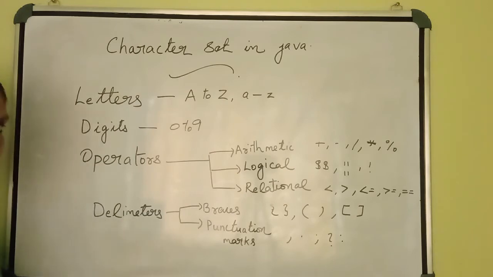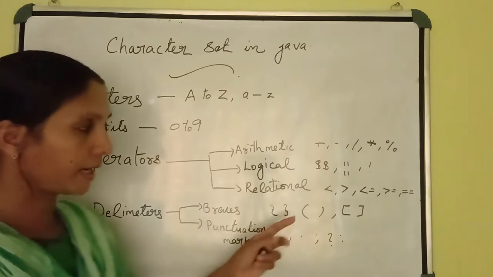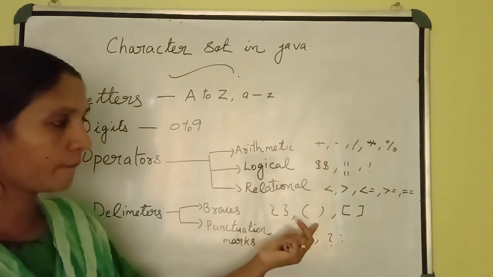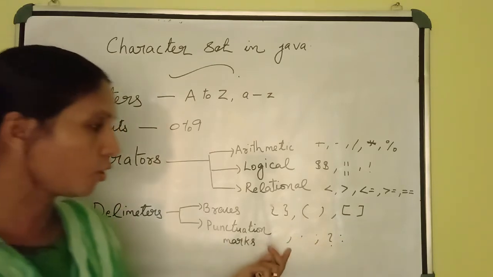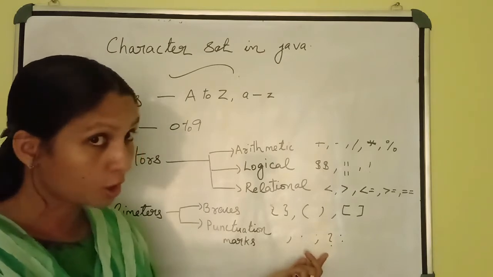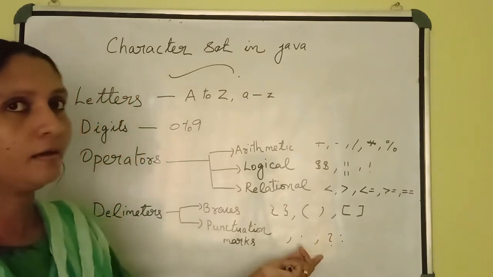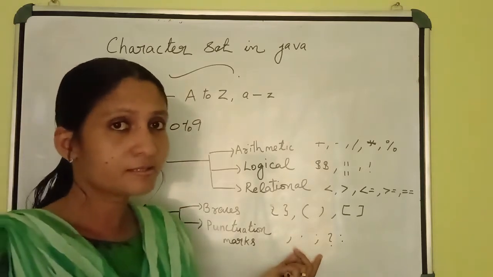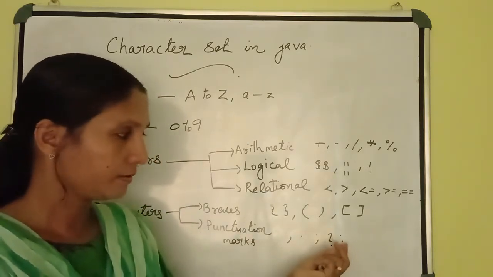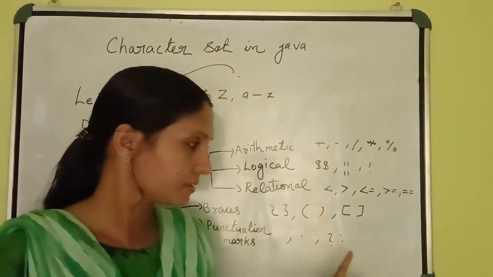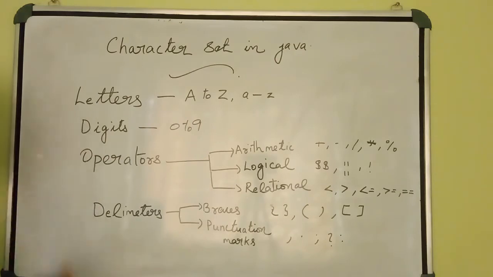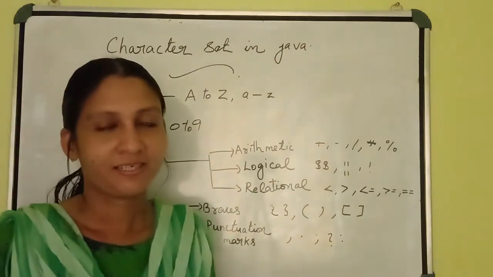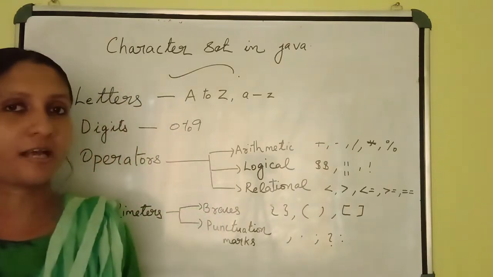And the next one is delimiters. Braces and punctuation marks. Braces means brackets: curly brackets, open and close, and square brackets also. Punctuation marks include comma, dot operator, semicolon, and the question mark, which represents if else in the ternary operator, and the colon in the ternary operator represents else. These are the punctuation marks. These are the four character sets. I think you all understood about these characters in Java.